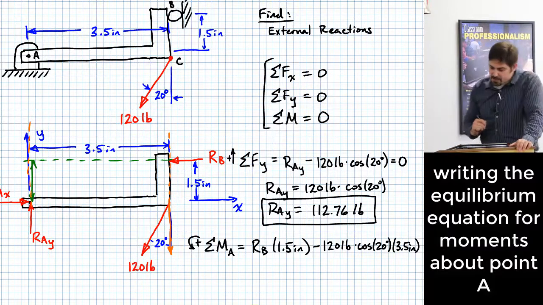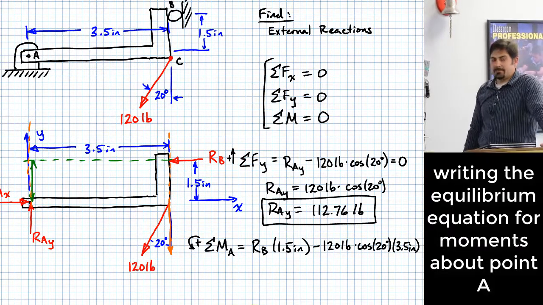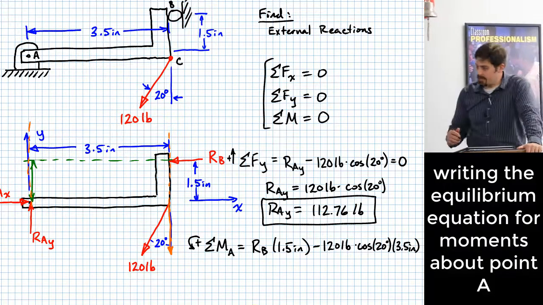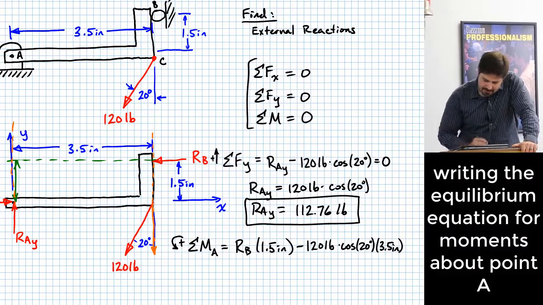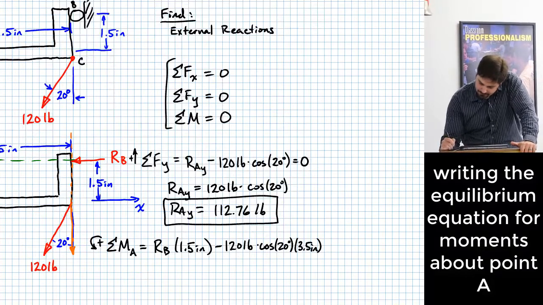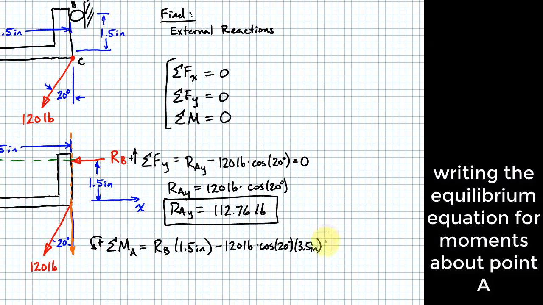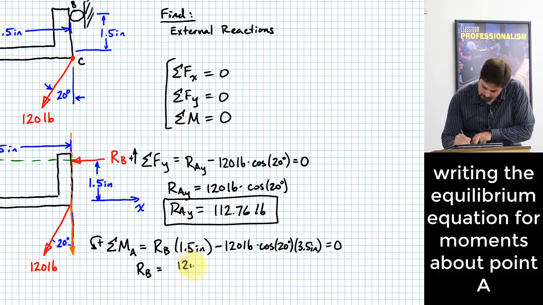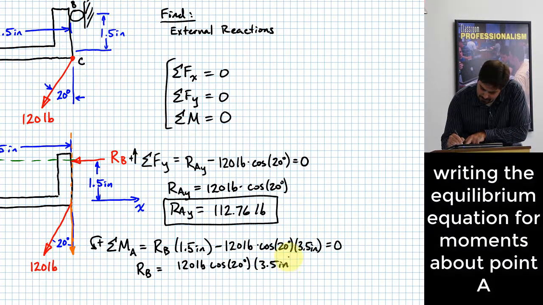Do we have anything else that tends to create a rotational effect around A? Okay, I'd say that, given the fact that we're ditching the effect of the horizontal component as far as its rotational effect, we can just set this equal to 0. And that allows us to solve directly for R sub B. That's just going to be 120 pounds times the cosine of 20 degrees times 3.5 inches all over 1.5 inches.